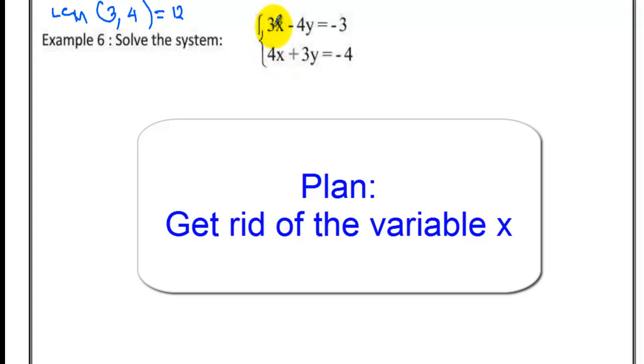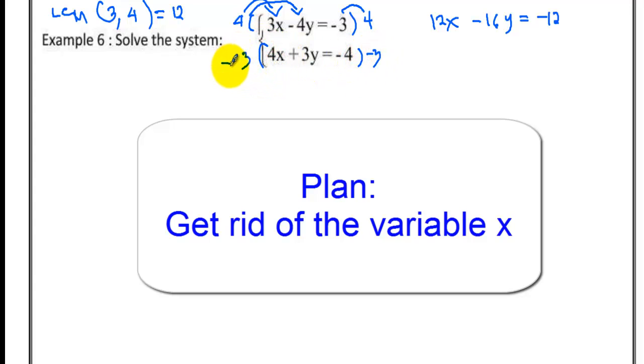So how can we make this equal to 12? Multiply it with 4. So now 4 times 3x is 12x. 4 times negative 4y is negative 16y. And then 4 times negative 3 is equal to negative 12. Next, I'm going to make this equal to negative 12. So I'm going to multiply by negative 3.